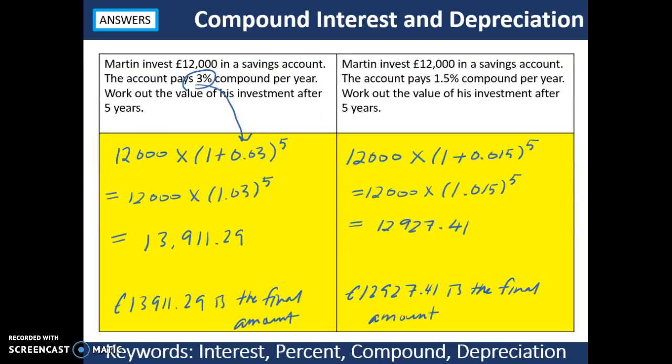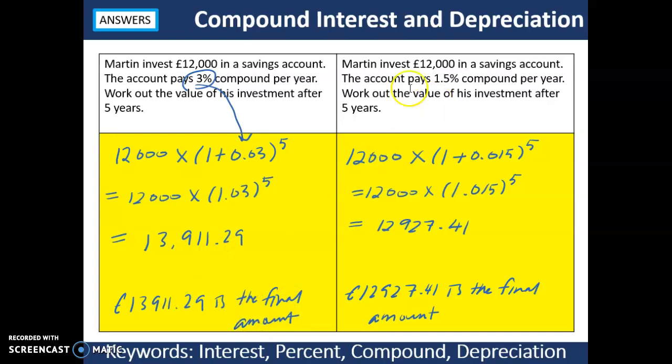Okay, so here are the answers. How it works is you start with 12,000, you times it by 1 plus 0.03. As I was saying, this has to be in decimal form. That 100% and 1, they're really the same thing. That 3% is just another way of saying 0.03. So you combine it, it turns into 1.03 to the power of 5 because it's 5 years, and you get yourself an answer, 13,911.29, and that's your final amount.